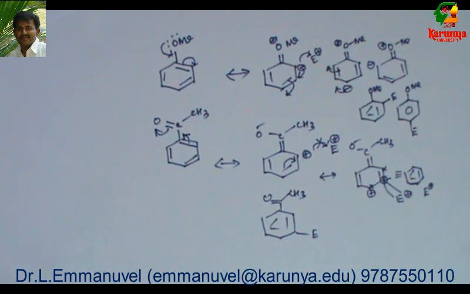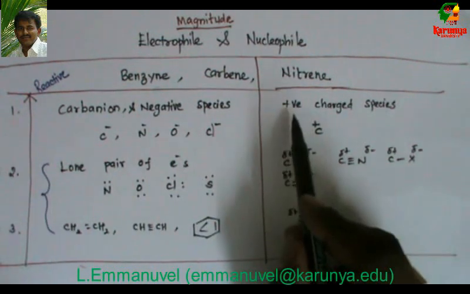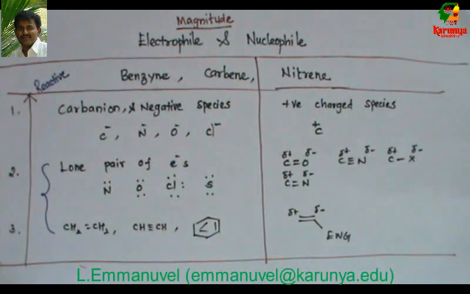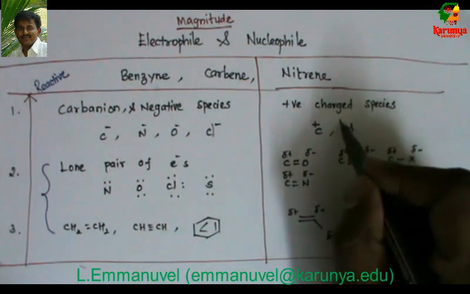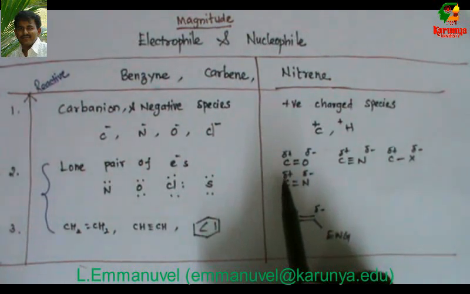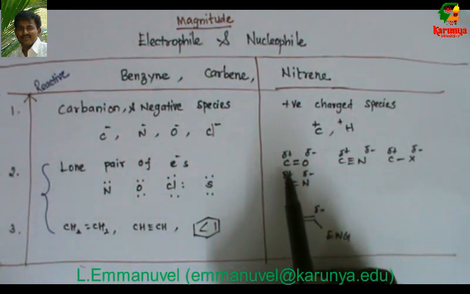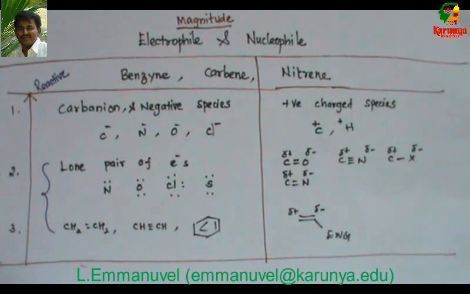In the next video, let us discuss what will be the effect of resonance and electronegativity. First one, it is on positively charged species. The most common one is the carbocation. One more positively charged species is H+. We can add that also. Then the second category is a carbon atom which is attached to another atom which has higher electronegativity than carbon via a single bond, double bond or triple bond. Third category is the alpha beta unsaturated system.